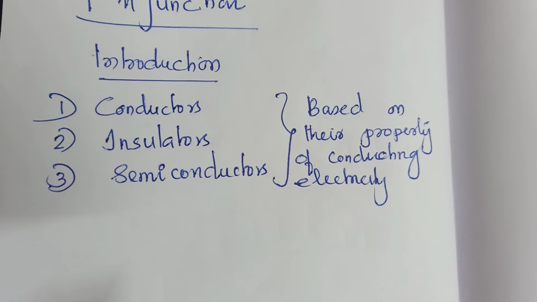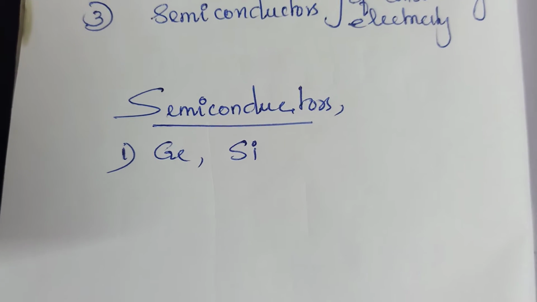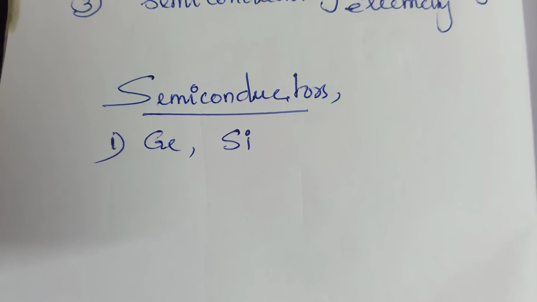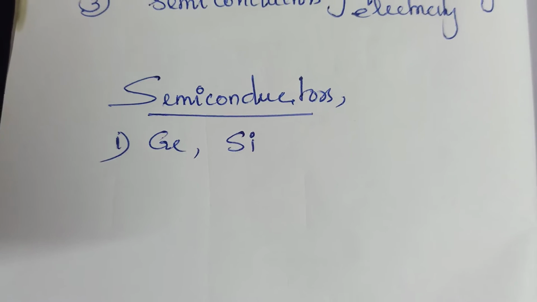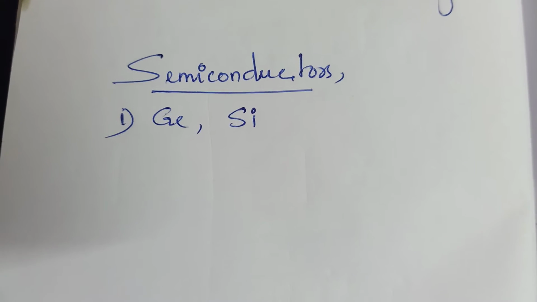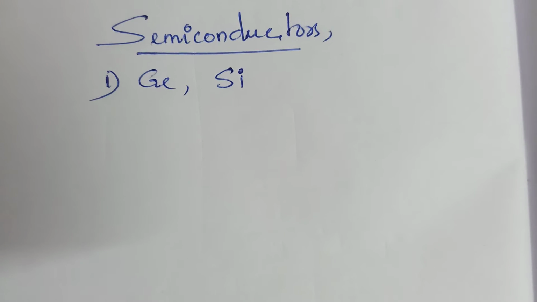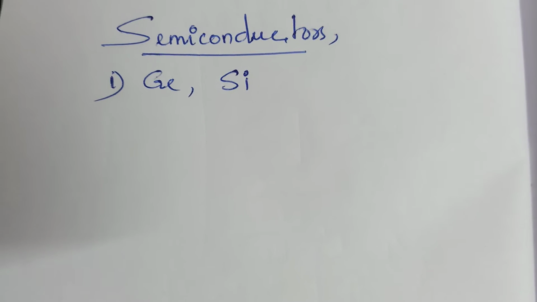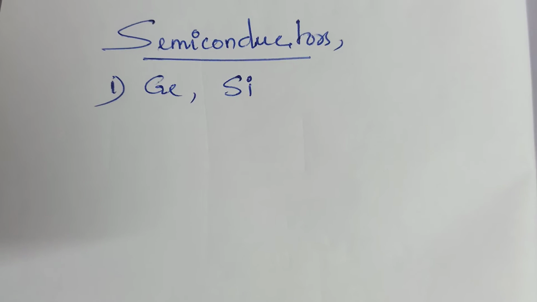The most commonly used semiconductors are germanium and silicon. The important property of germanium and silicon is that they are tetravalent. Tetravalent means the outer shell contains 4 electrons, 4 valence electrons. These valence electrons are responsible for the majority of the properties. For a stable state, the outermost shell must have 8 electrons. So in order to complete the octet, the semiconductors require 4 more electrons.